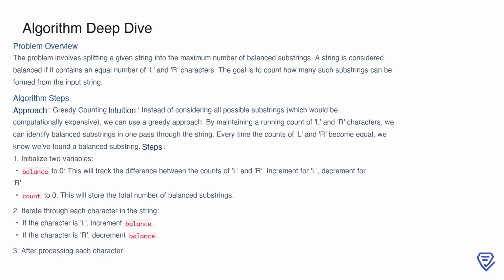The key idea is to maintain a running count of L and R characters using a variable called balance. Every time the balance variable returns to 0, it indicates that we found a balanced substring. To track the total number of these substrings, we use another variable, count. By iterating through the string and updating these variables, we can efficiently compute the result.